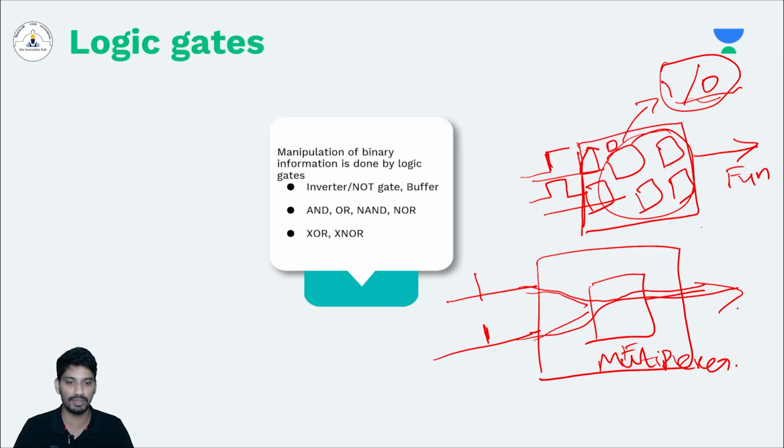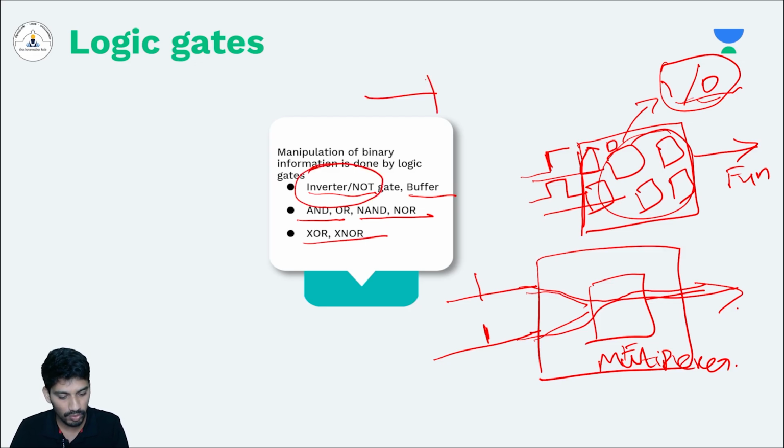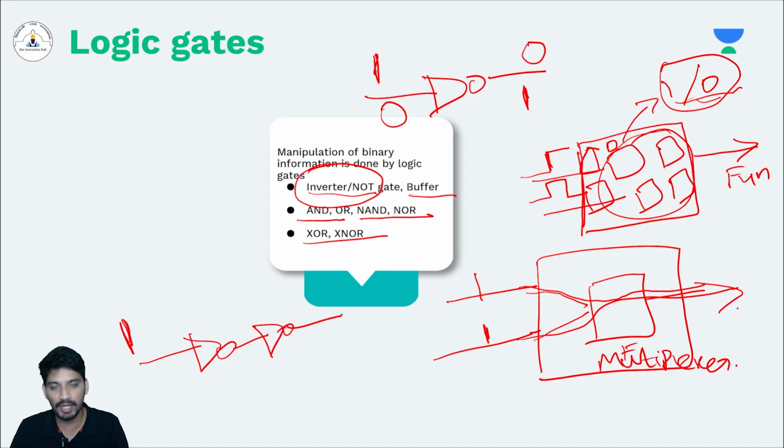Here I have mentioned a few logic gates like inverter or NOT gate, buffer, AND, OR, NAND, NOR, XOR and XNOR. We all know the purpose of an inverter, right? An inverter will do the inversion of the signal. If there is a 1 here, the output will be 0. If there is a 0 here, the output will be 1. Similarly, the purpose of a buffer is to pass the same signal. If 1 is the input, then 1 will be the output. If 0 is the input, then 0 will be the output.